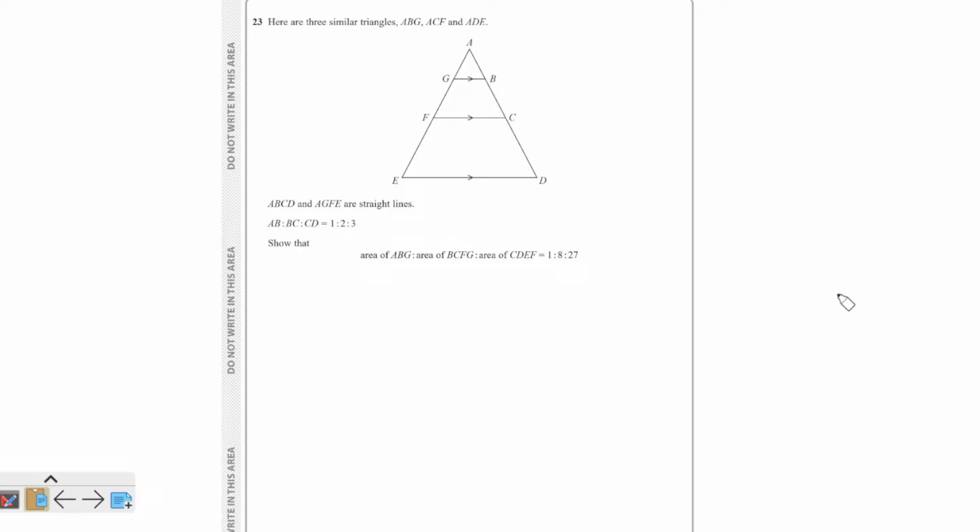Okay, 2 more questions. So question 23, here are 3 similar triangles, ABG, ACF, and ADE. So similar means that they would technically have all the same angles, but they're just a bigger scale. Like one's just been multiplied by a scalar to make the second one. So they've said that ABCD and AGFE are straight lines, which you can obviously kind of assume based on the information. And then they've given us a ratio.